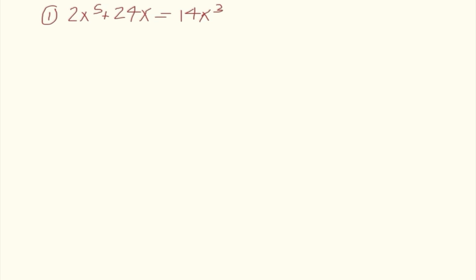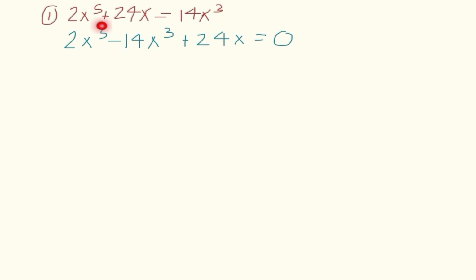So here I have 2x to the 5th plus 24x equals 14x cubed. So the very first thing that I'm going to do is get everything equal to 0, because I know that I want my y value to equal 0. And obviously today we are factoring, and this looks kind of ugly because I have this x to the 5th, which is gross. But let's go ahead and look at it anyways.